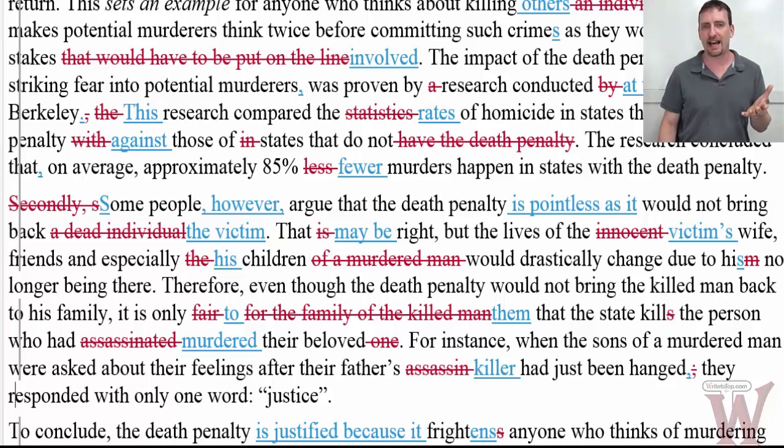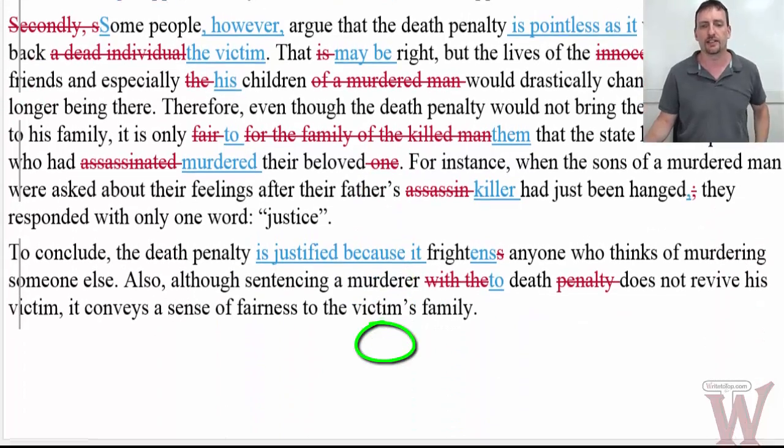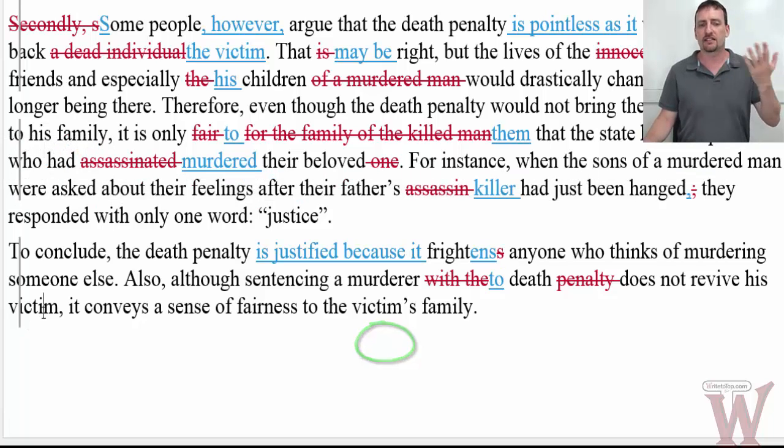I already talked about "assassinated," so I'm going to use "murdered." "Their beloved." Beloved includes the one who was killed, so you don't need to say it. It's not wrong, you just don't need it. Again, "assassin," "killer": you can use different words, but again, "assassin" is not the right word.